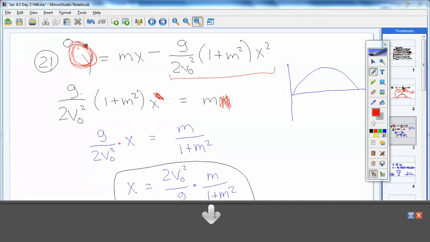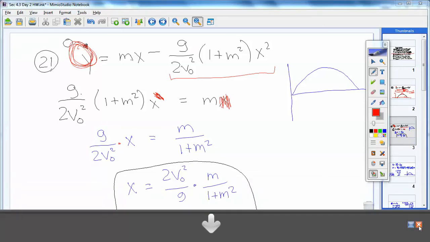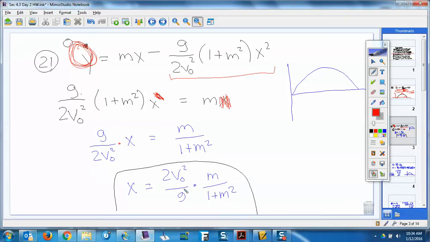Multiply by the reciprocal. So I'll just flip it. And sure enough, that's the equation that they have in number 19, or number 21. So that's how you do part A. Part A is just show how you can get that equation from, okay, but they gave it to you.